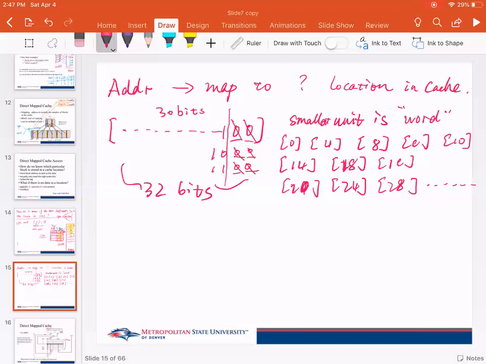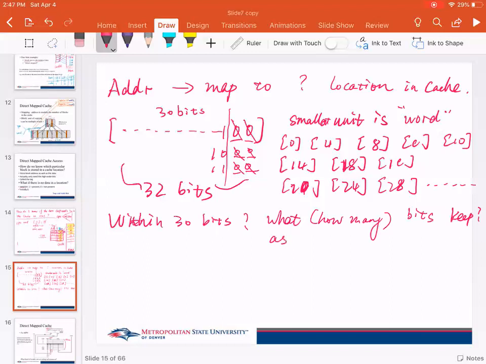So how many of them do I have to store as my tag? Within the 30 bits, what should I store, or how many bits? Which bits or how many bits should I store in the cache as my tag? So how can we generate the tag?